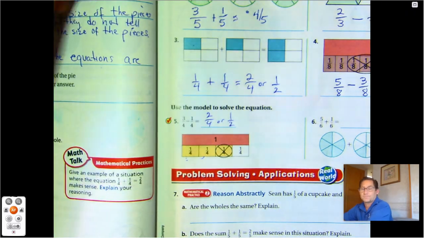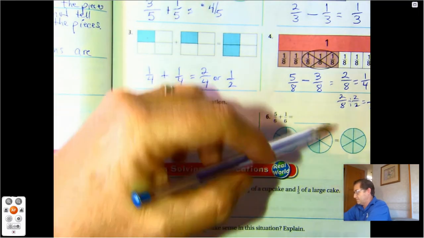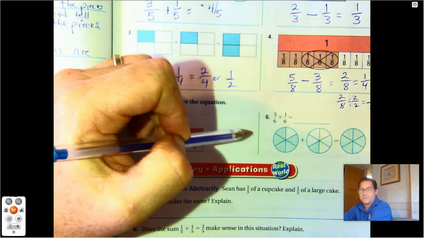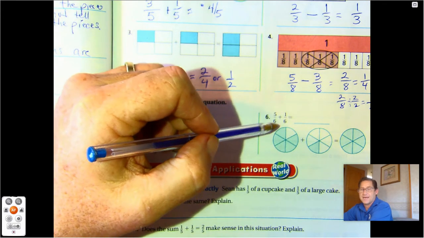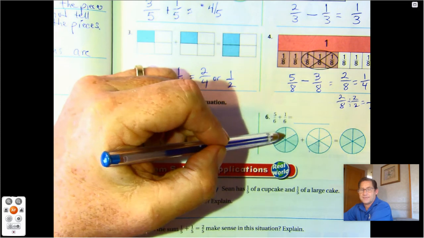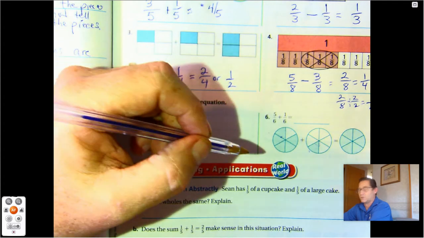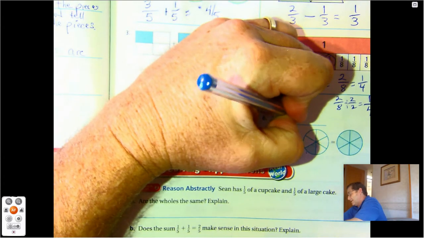Okay, number 6. This is 5/6. This is 1/6. They're the same shape, same size, so it makes sense to combine them. If I put this one piece here, I now have 6/6 of a circle. And 6/6 equals 1 whole.